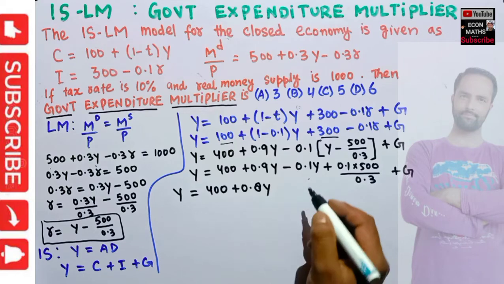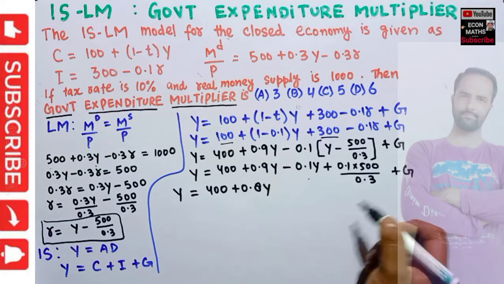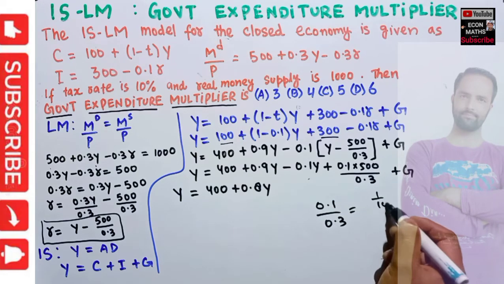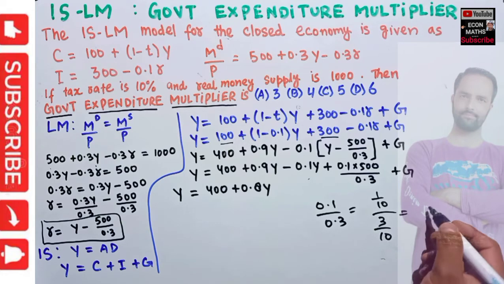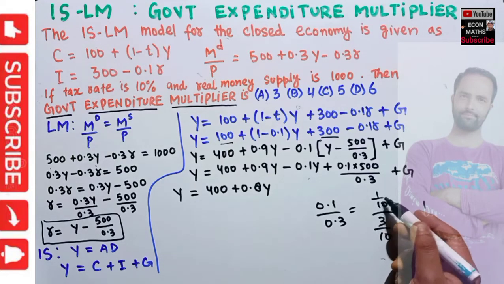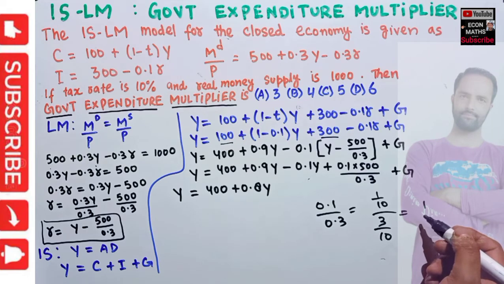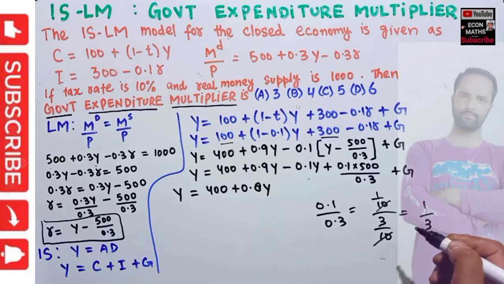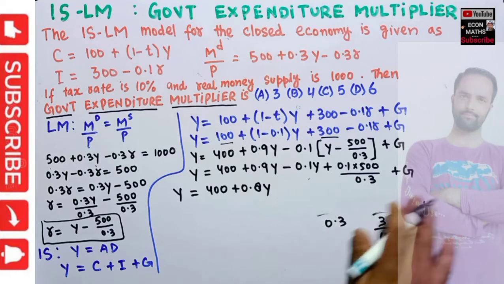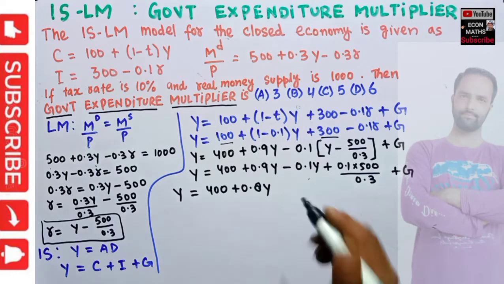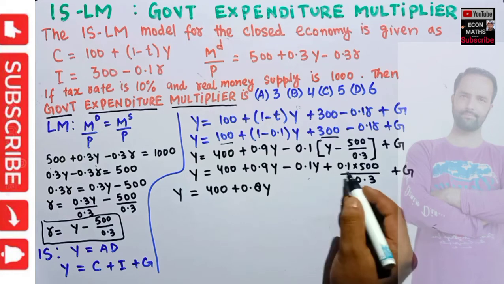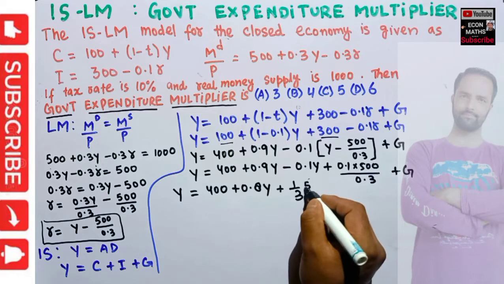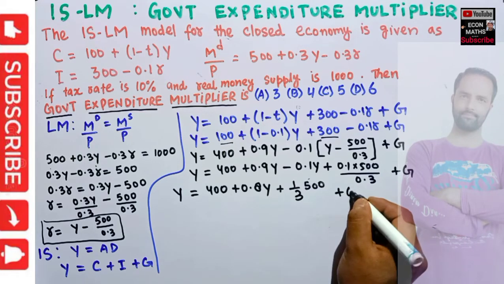Simple thing. So that rho, 0.1 upon 0.3, we can write it like this, 1 upon 10 upon 3 upon 10. Now if I transpose this here, this 10 and 10 will get cancelled, we are again left with 1 upon 3. So 0.1 upon 0.3 will become 1 upon 3 into 500, plus g.